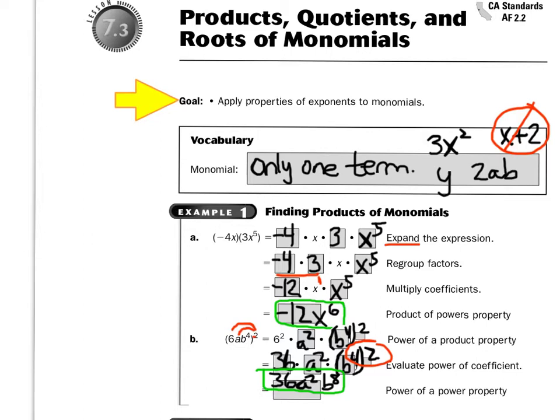And now I just simplify. 6 to the second power is 36. A to the second power I just bring down. Now b to the fourth power raised to the second power, well, that's when I use my red and I circle the 4 times the 2. So that gives me b to the eighth power. So I have 36, a to the second power, b to the eighth power.